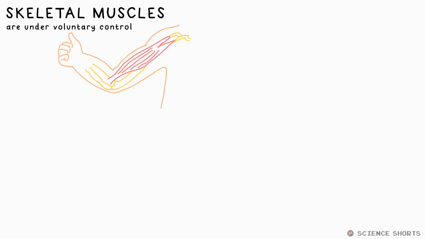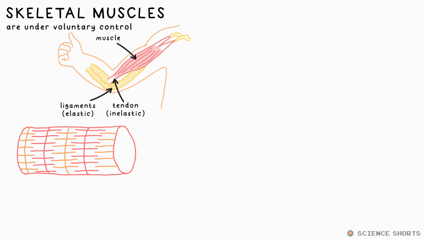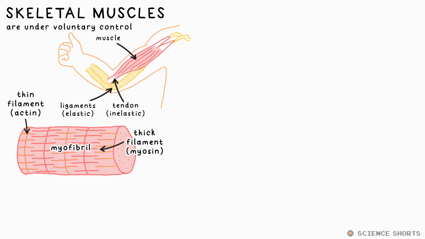There are muscles all through your body that do innumerable jobs, but you have voluntary control over your skeletal muscles. They're attached to your bones by ligaments, which are elastic tissue, and tendons, which are inelastic. Muscle cells are arranged tightly together, bound together by protein fibers called myofibrils. These are overlapping thick elements made of myosin and thin elements made of actin.